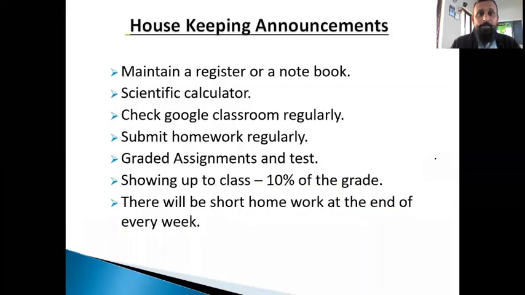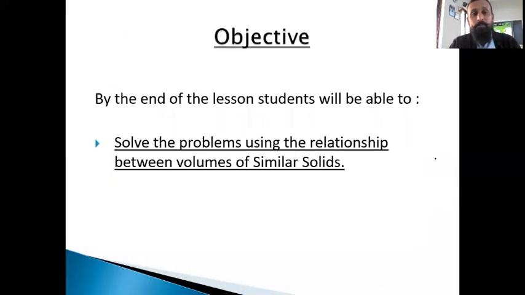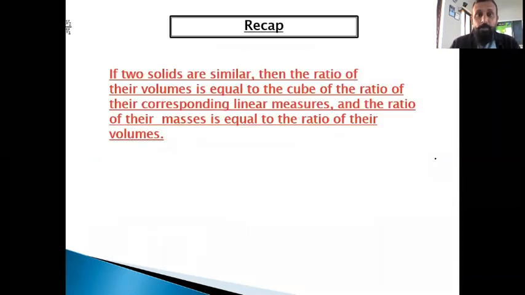So, dear students, our learning objective for today is, by the end of this lesson, you will be able to solve the problems using the relationship between volumes of similar solids. Okay, let's have a quick recap of what we learned earlier. If the solids are similar, then the ratio of the volumes is equal to the cube of the ratio of the corresponding linear measures. And the ratio of the masses is equal to the ratio of their volume.